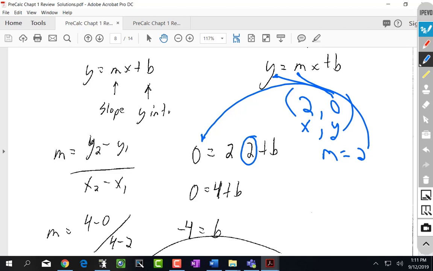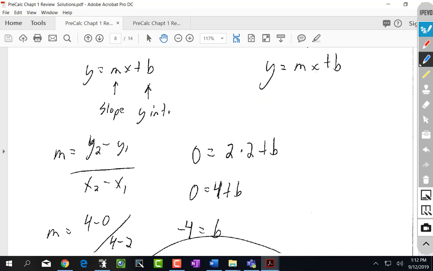Now I'm going to substitute in my 2 for my x. And now I can find out what my b is equal to. So 2 times 2 is 4. So I got 4 plus b, all equals 0. Now I'm going to subtract 4 from both sides. I get b equals -4.